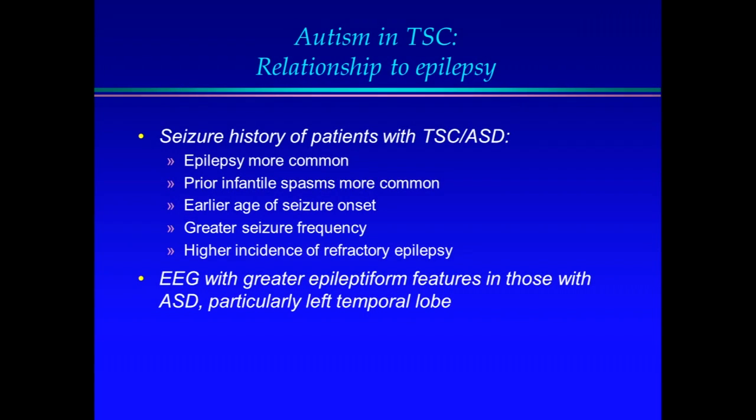If you look at the relationship of epilepsy to autism, folks that had tuberous sclerosis and autism spectrum disorders, again, epilepsy was much more common. Spasms much more common. Earlier age of seizure onset, greater seizure frequency, and higher incidence of refractory epilepsy. So again, epilepsy is a very, very strong variable in the development of autism. And then we looked also at EEG features and found that there are greater epileptiform features in those with autism spectrum disorders than the other TS population, particularly in the left temporal lobe. And some of Patrick Bolton's work had also implicated possibly temporal lobe involvement with autism and TSC.